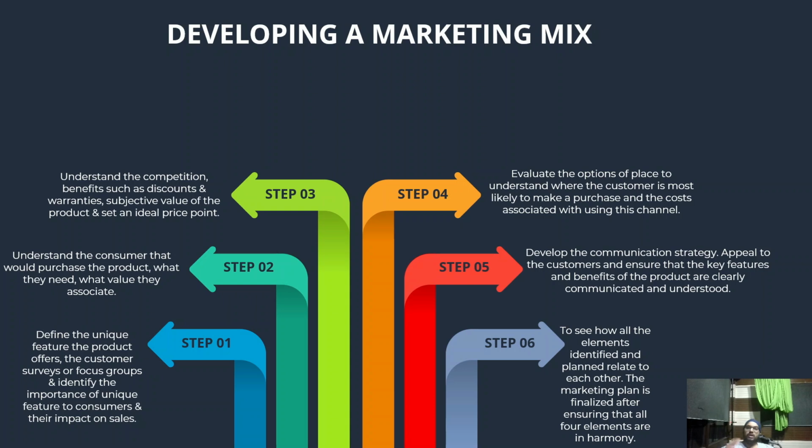In step number four, we evaluate the option of place. That is how we are going to deliver our product to the customer, so basically, our distribution channel. The idea behind step number four is that our customer should not face any difficulty when they want to connect with our product. Imagine you are able to communicate the features of the product to the customer very successfully.